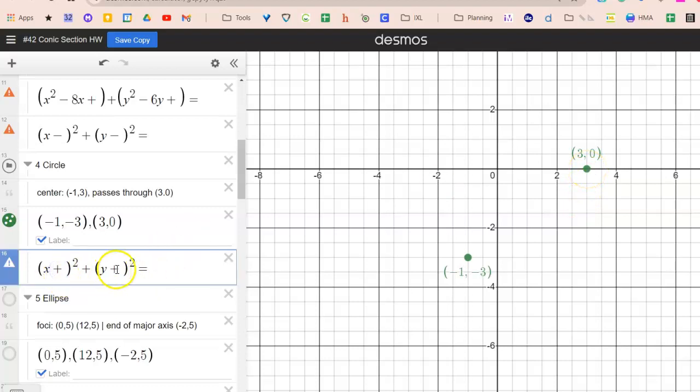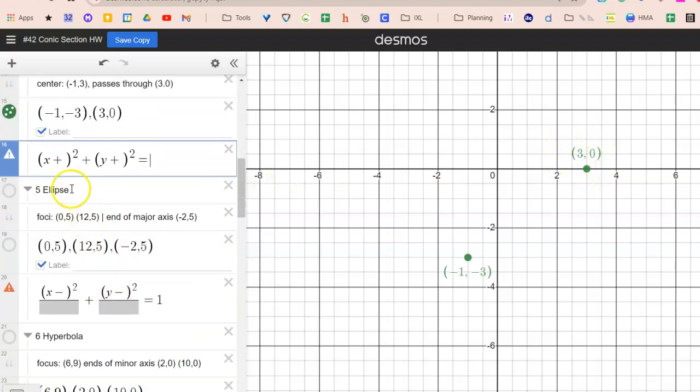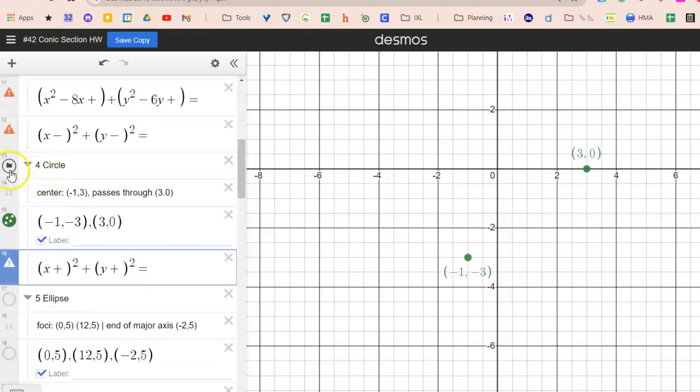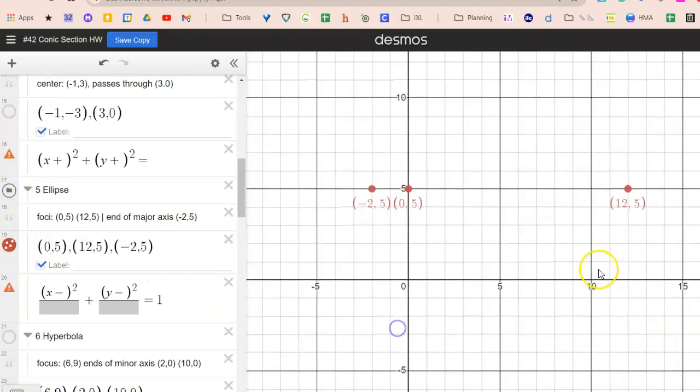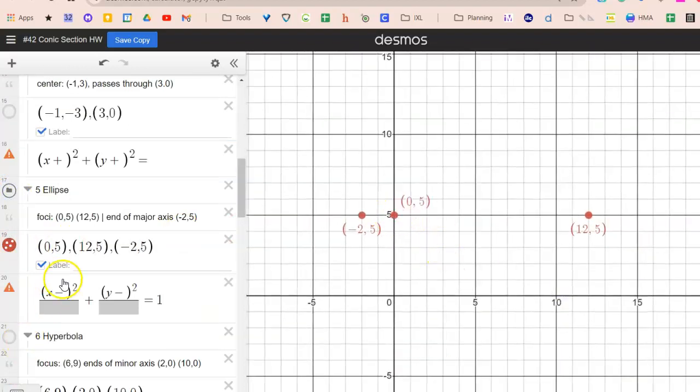So you just have to put in the values for h, k, and your r squared on the right-hand side, and then a circle will appear that matches those criteria. Same thing down here for all these, like, the foci are at 0, 5 and 12, 5, and the end of a major axis is at -2, 5. All right, so I'll turn off 4, look at 5. So I know, okay, I should have an ellipse where this is one of the foci, these are the major axes, and I can get my equation there.